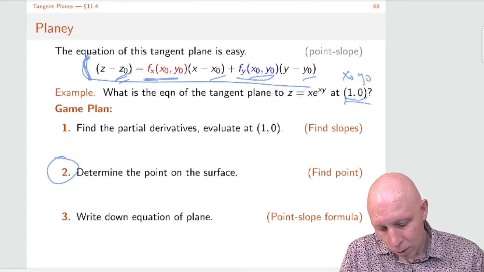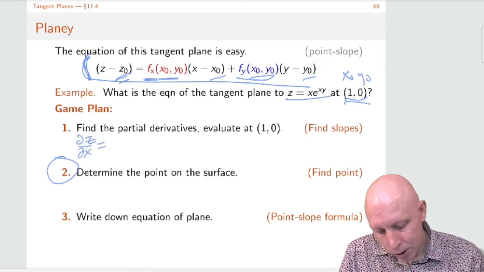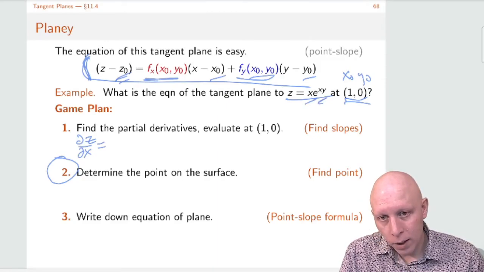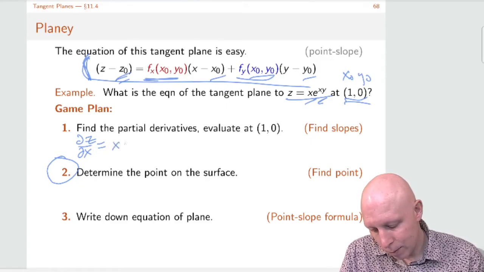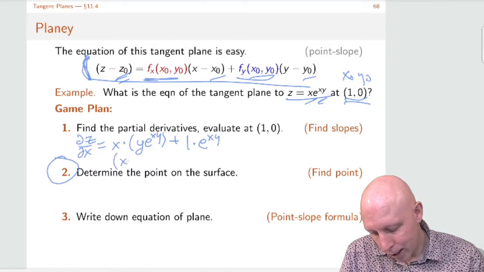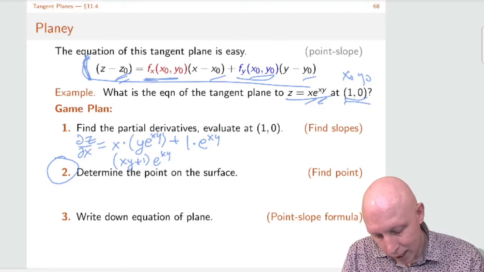All right, so let's calculate the partial derivatives. dz dx is equal to, well, this is a product rule, right? It's x times a function that includes x. So we have the first times the derivative of the second, so that's y e to the xy, plus the derivative of the first times the second, e to the xy. So what do we get? We get xy plus 1 times e to the xy. And that's the partial derivative of z with respect to x.